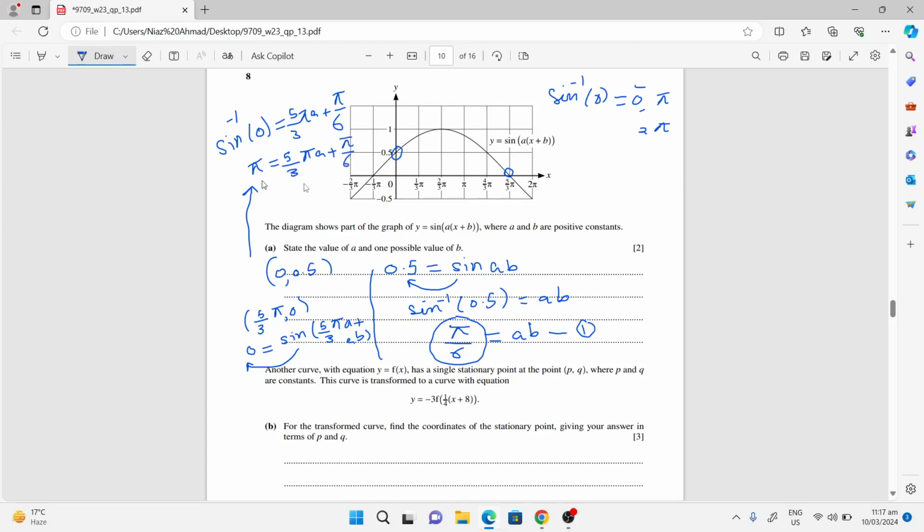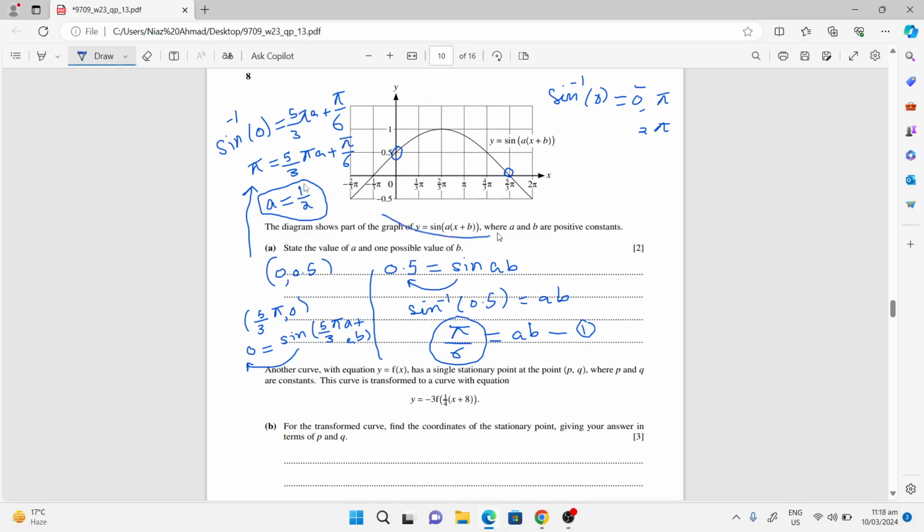If you solve this equation using your calculator, pi minus pi by 6 divided by 5 by 3 pi, my calculator gives 11 over 6 pi, 1 over 2. Get the answer in exact form. So a should be 1 by 2.